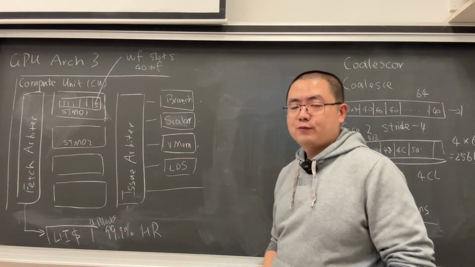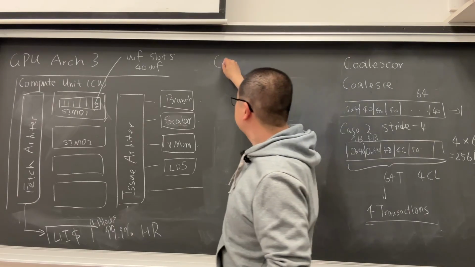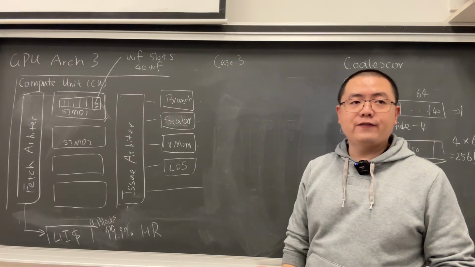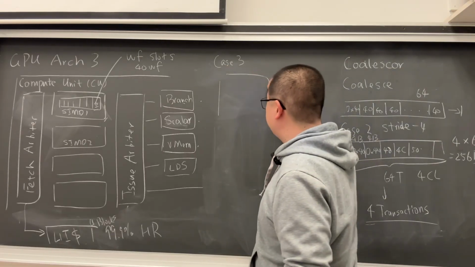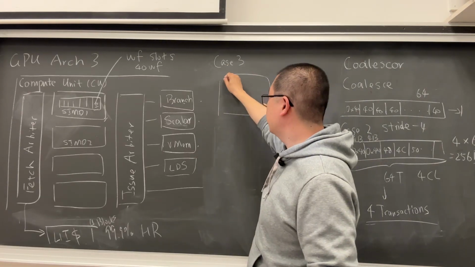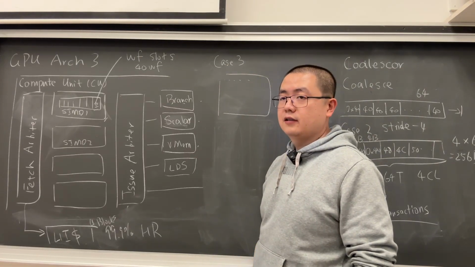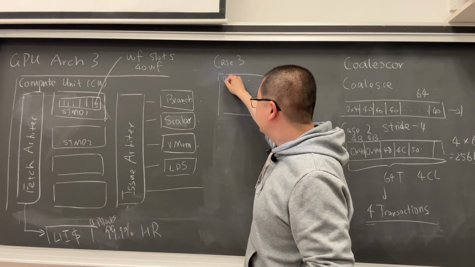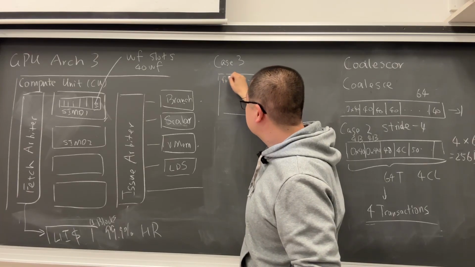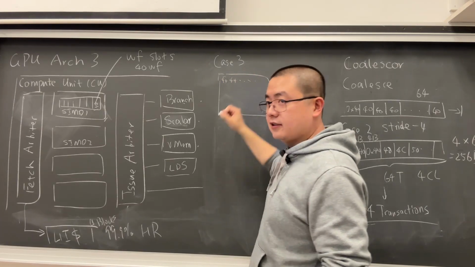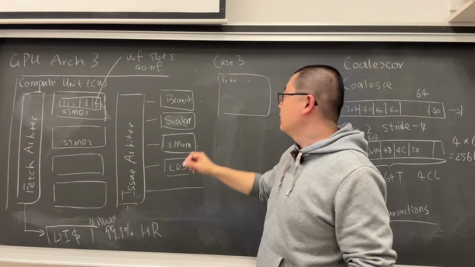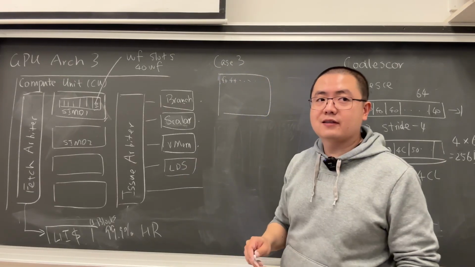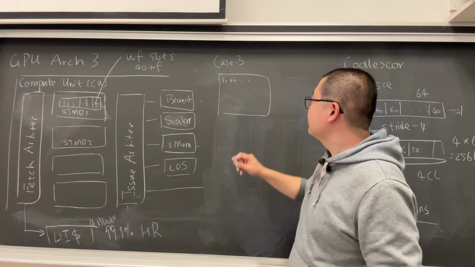Okay, so let's look at case 3. Let's say we have a matrix, and the matrix is organized this way. Address 40 is here, 44 is here, and so on. I always confuse which one is column major and which one is row major, but this is row major, okay.